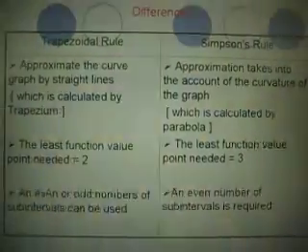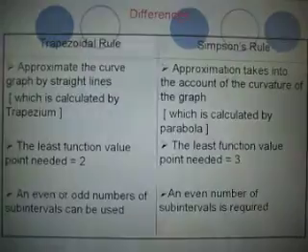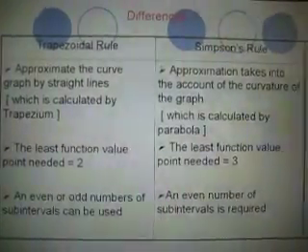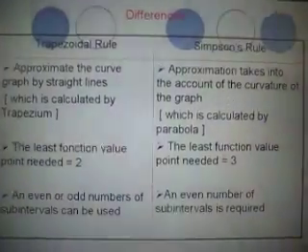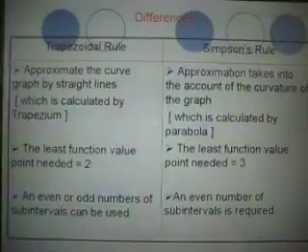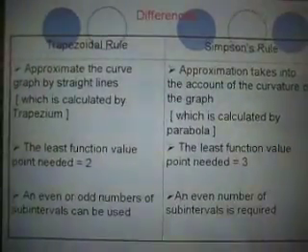As for Simpson's rule, the approximation takes into account the curvature of the graph, which is calculated by parabola. The least function value points needed is 3, and an even number of subintervals is required.